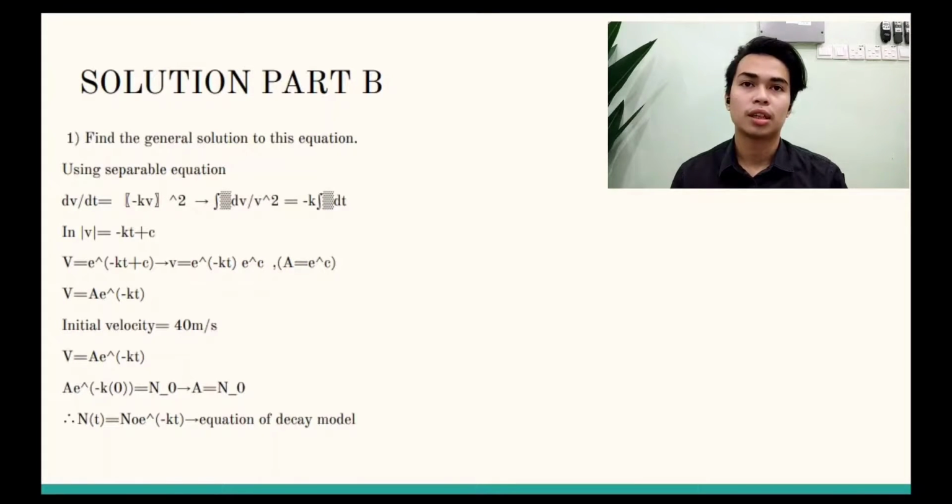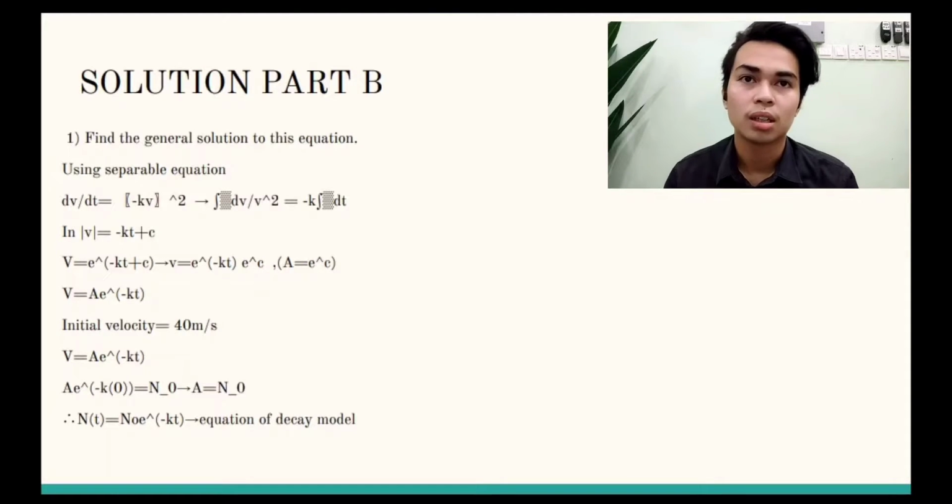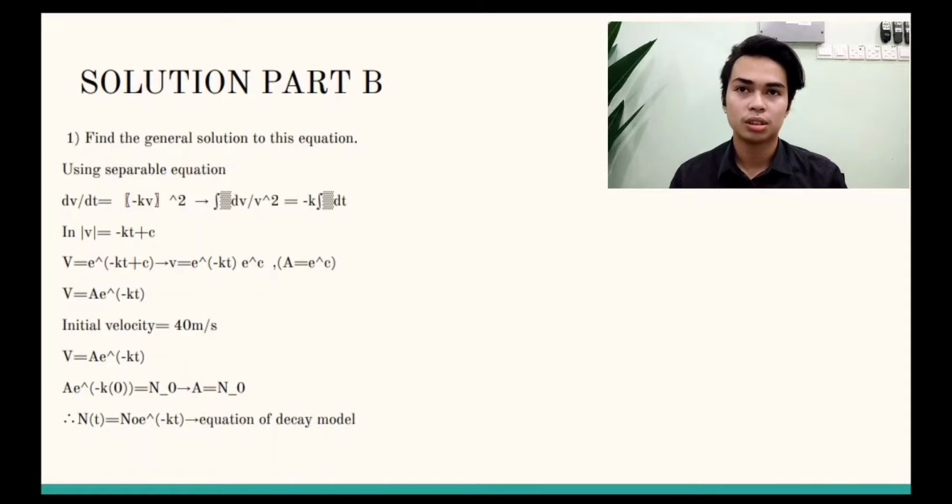and then we can also separate the exponent into exponent to the power of negative kt and exponent to the power of c, as we know, where a equal to exponent to the power of c. So on the right hand side it becomes v equal to a exponent to the power of negative kt. Then we get the general solution equation.